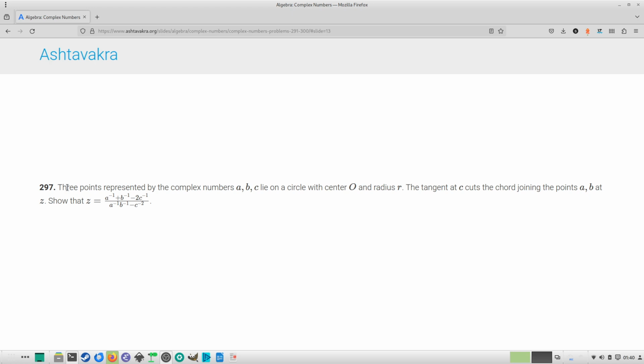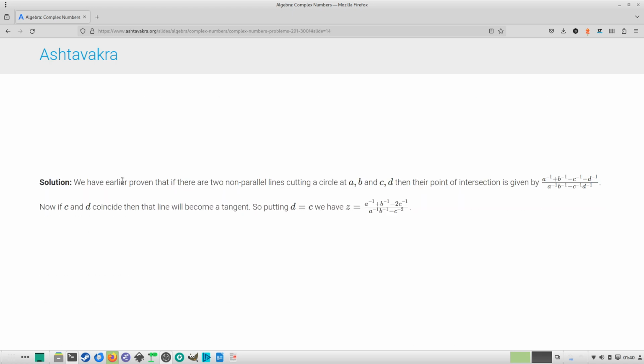Question 297 says that 3 points represented by the complex numbers a, b, c lie on the circle with center O and radius R. The tangent at C cuts the chord joining the points A, B at Z. Show that Z is equal to A inverse plus B inverse minus 2C inverse divided by A inverse B inverse minus C to the power minus 2.